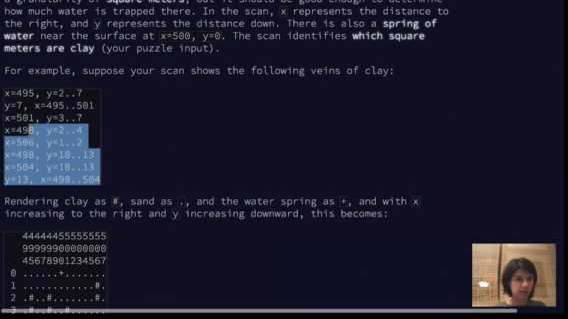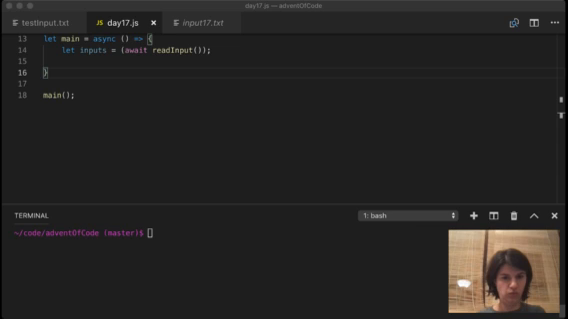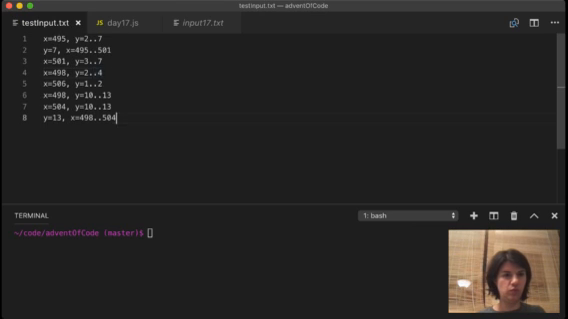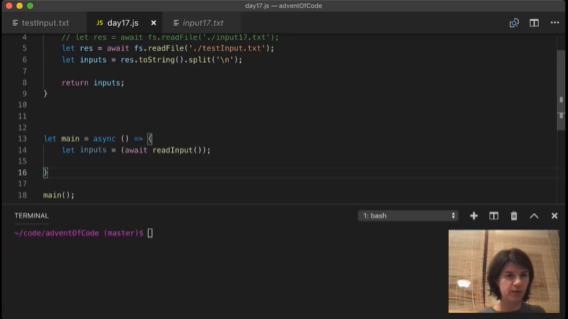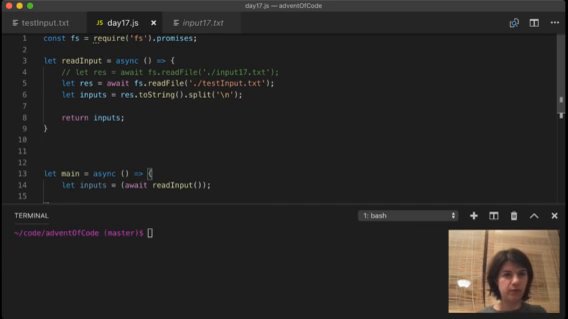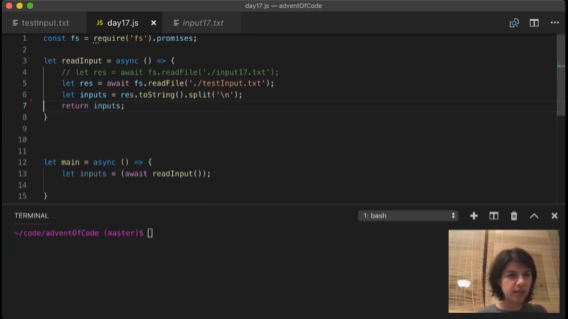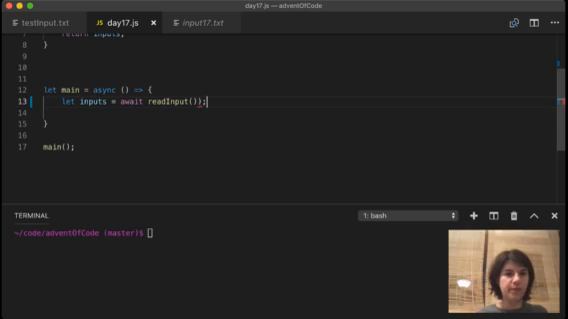Let's take the sample data and see if we can scan it. It looks something like this. So scanning the input with fs promises, await fs read, and then I split at the line endings using this from the old puzzle. And now here I have a bunch of lines, and they look like this. For let line of inputs.